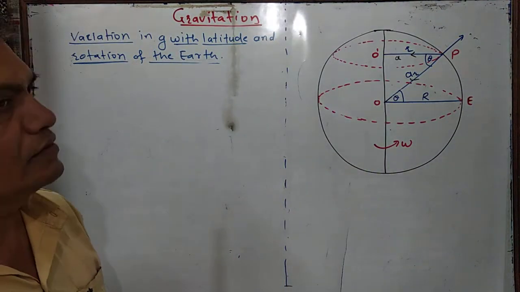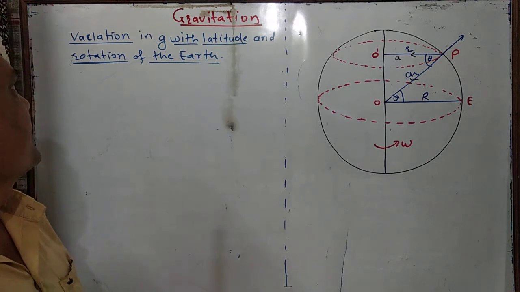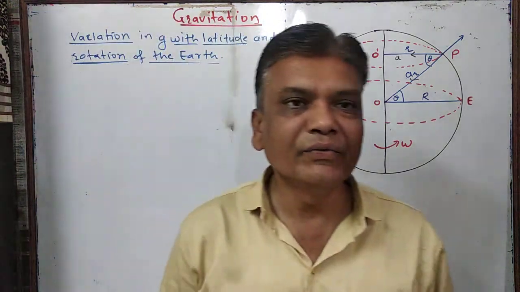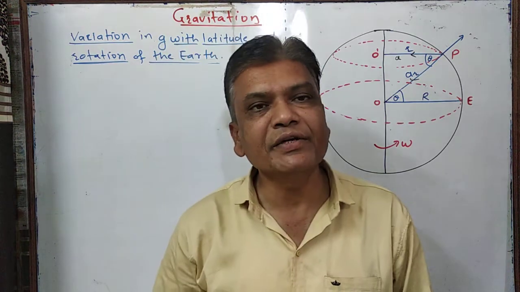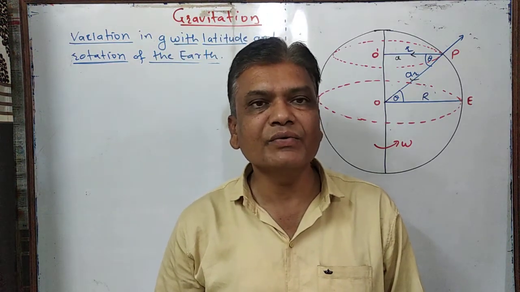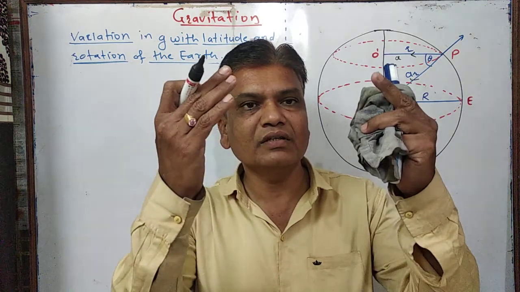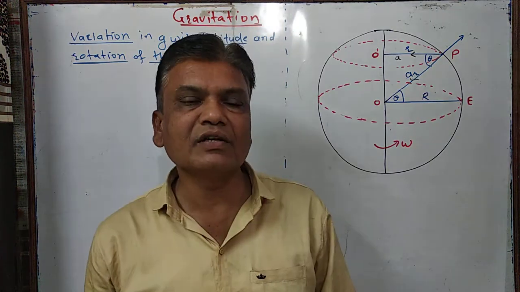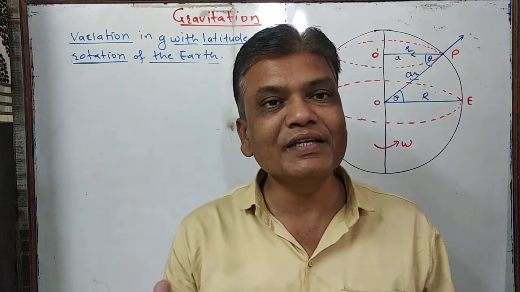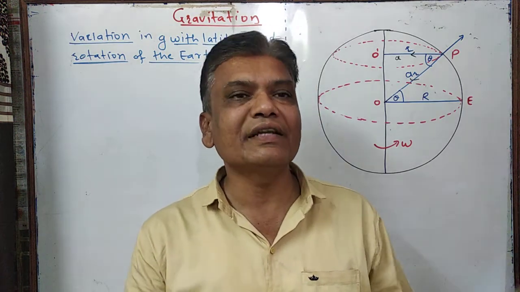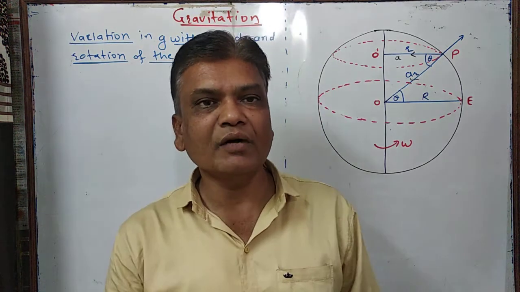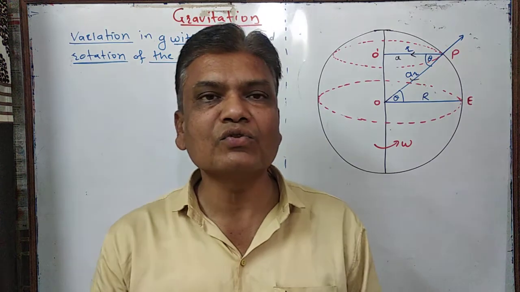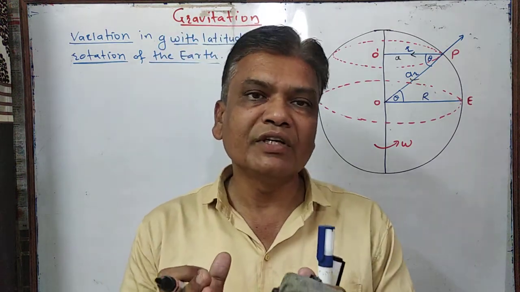Today, in the gravitation chapter, we will see variation of g with latitude and rotation of the Earth. We have already studied variation of g with altitude and depth. As we go to a height above the Earth's surface, g goes on decreasing. As we go below the Earth's surface, g also goes on decreasing. Now today we see how g changes as the Earth rotates about its polar axis, meaning latitude, the angle, goes on changing from equator to pole.